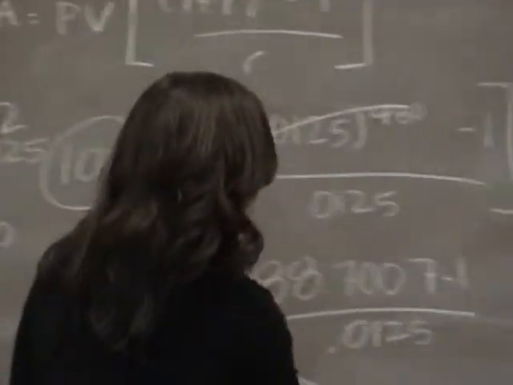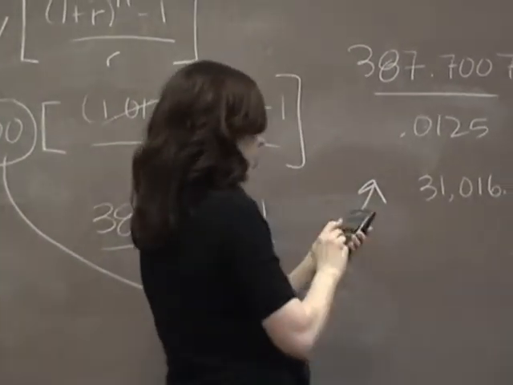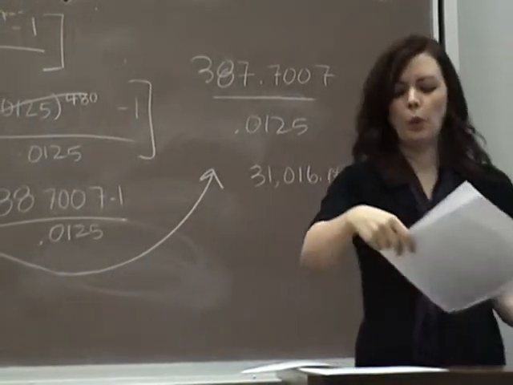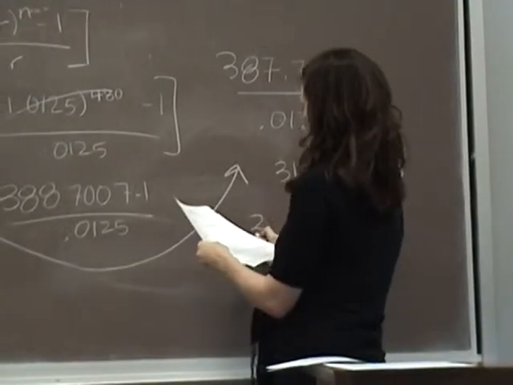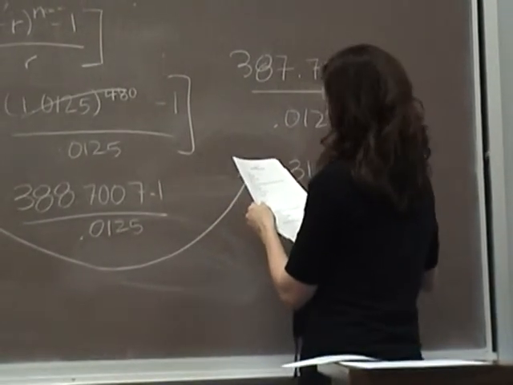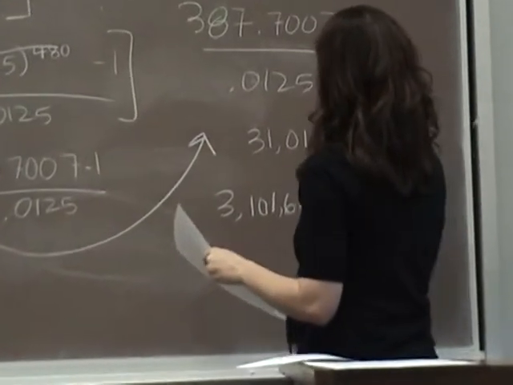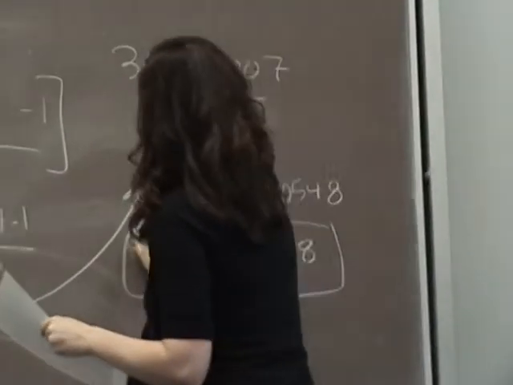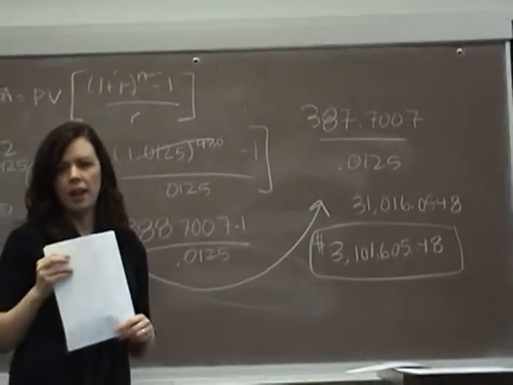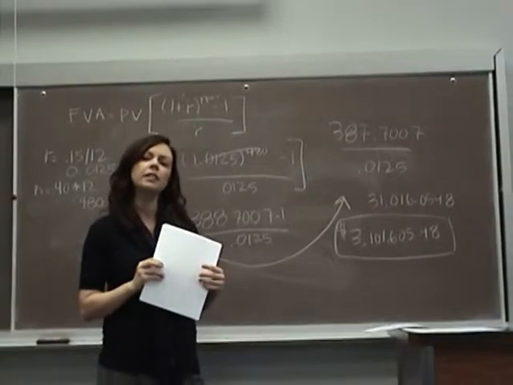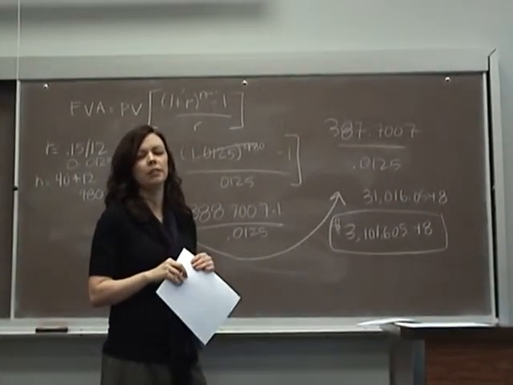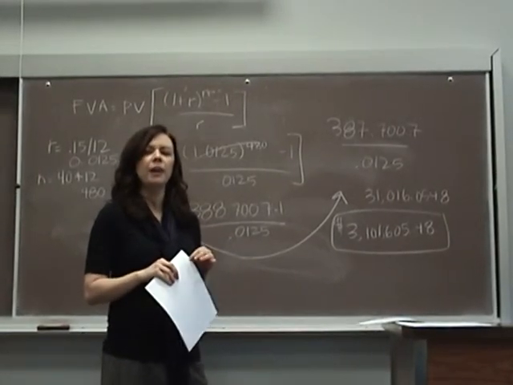So I need to bring this over, multiply it, and that gives me a grand total of $3,101,605.48. So, if I start investing today, $100 a month at 15% in 40 years, I will have over $3 million in my retirement account. And that is the example of how to do an FVA.